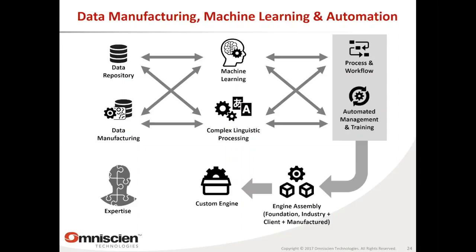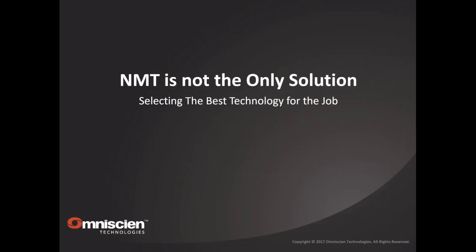When it comes to process and workflow, we have very comprehensive sets of processes that are customizable. With respect to automated management and training, we have a whole set of automated workflows. That comes into an engine assembly, which is an XML definition of how the engine's assembled, what it's made of, how much weight is applied to different sets of data, and finally that ties together with a custom engine.